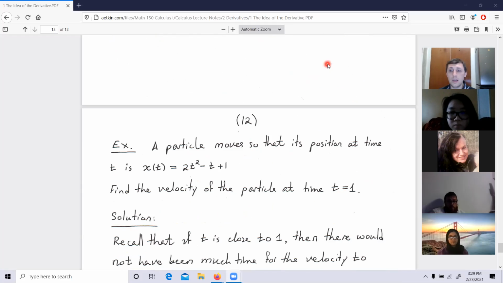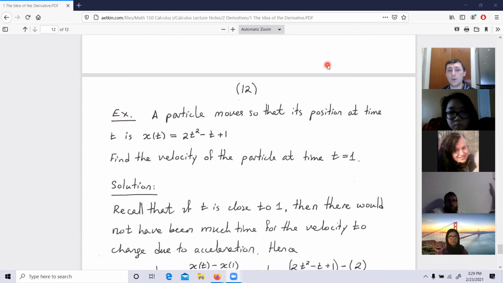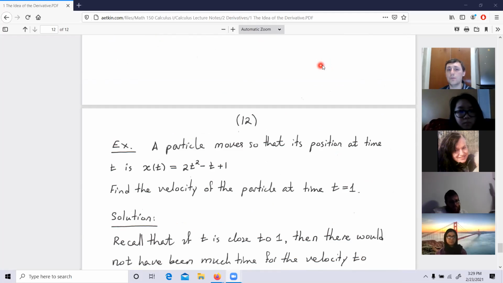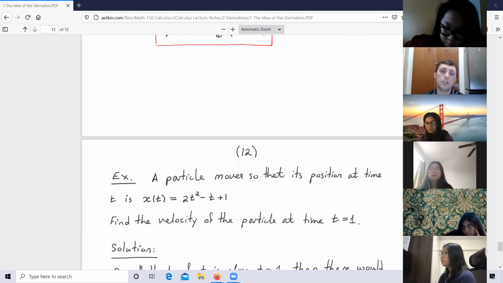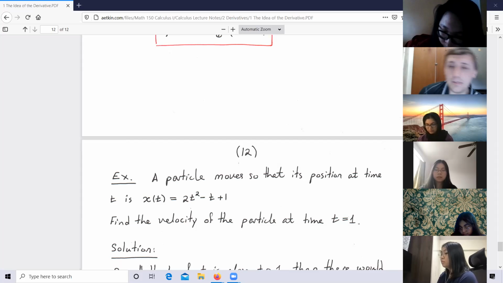Okay. And now let's do this one. Last problem, guys. A particle moves so that its position at time t is x of t equal to 2t squared minus t plus 1. I want you to tell me what's the velocity at time t equal to 1 before you leave. What's the velocity? Remember, we did this type of problem at the very beginning.